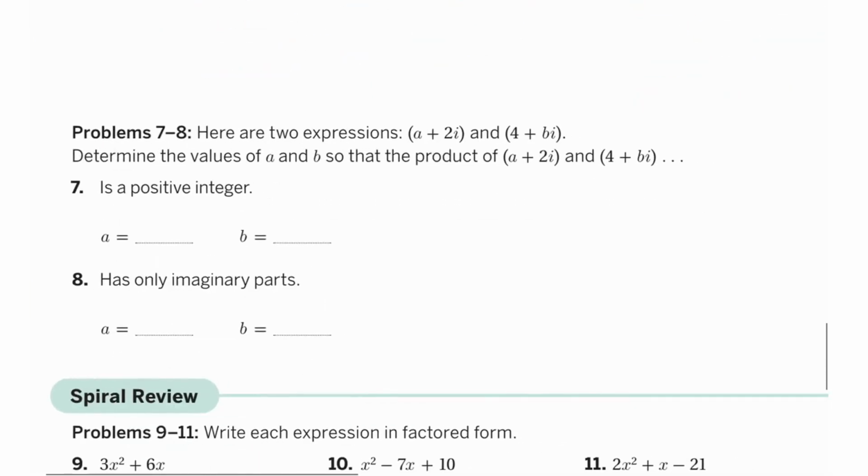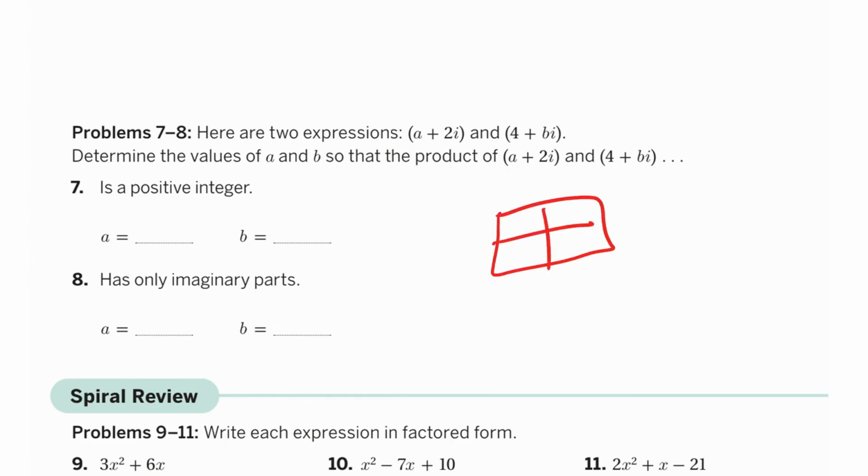All right, problem 7 and 8. Here are two expressions, a plus 2i and 4 plus bi. Determine the values of a and b, so the product of those two. And then for number 7, it asks us, is a positive integer. So we have to do these two things here.